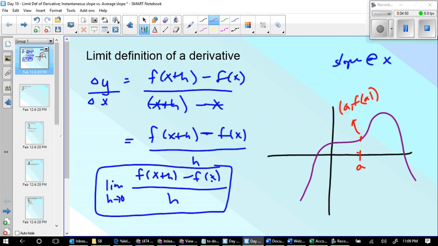And so once again, to find slope, we need 2 points. So we're going to use some other coordinate on my graph, and we're going to call that point x. And so if that's x, what's the y value? F of x.